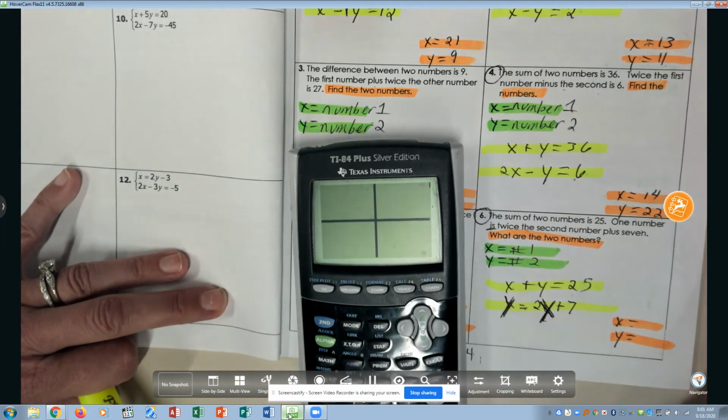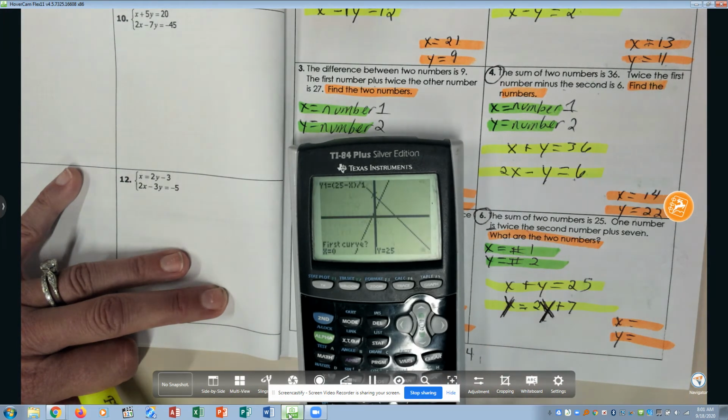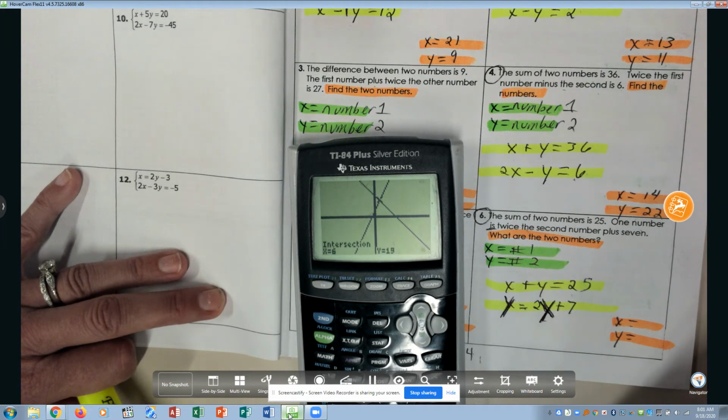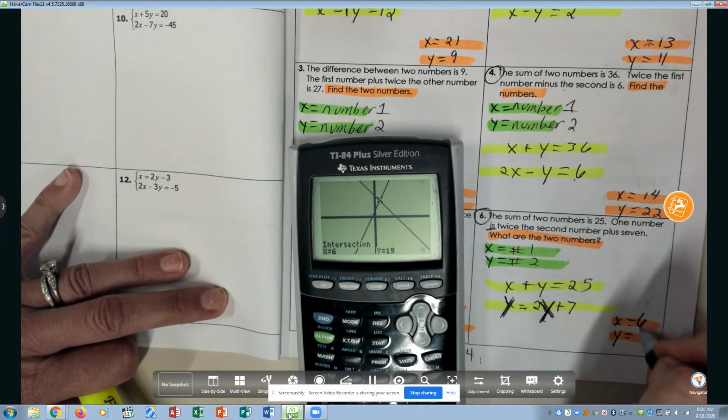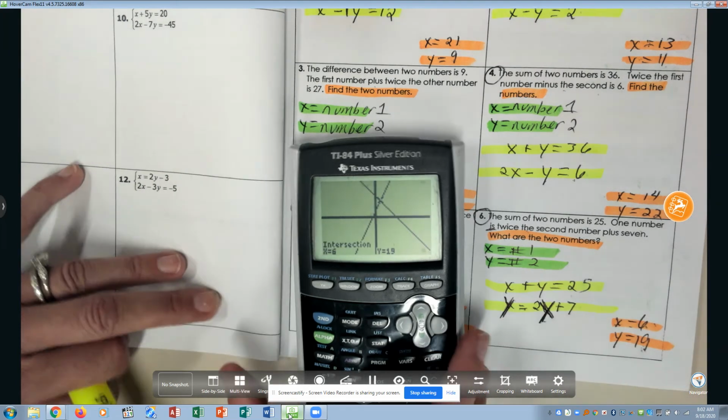Okay, let's see if we can see the intersection point. Okay, second calc, 5, enter, enter, enter, 6 and 19. So that means one of my numbers is 6, the other number is 19. They add to 25, and twice the first number would be 12 plus 7 would be 19. So this all works out with what the description is in the problem.